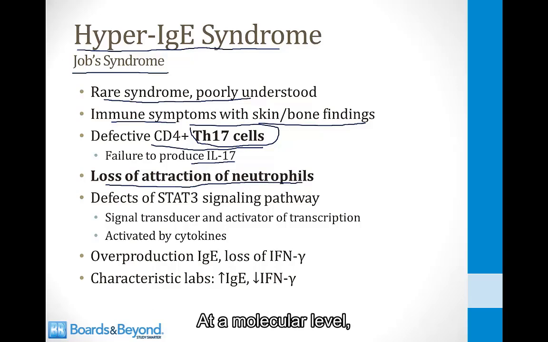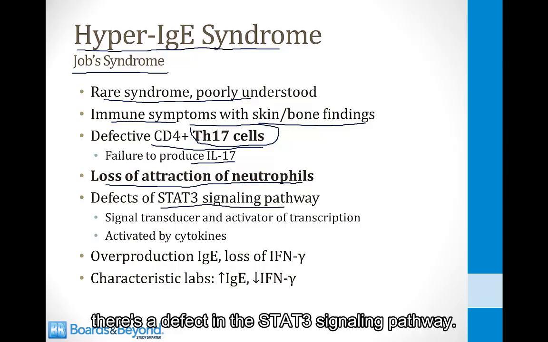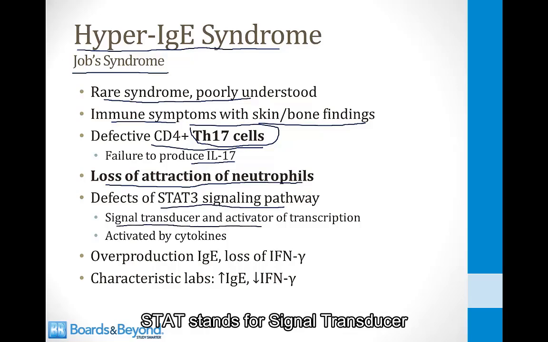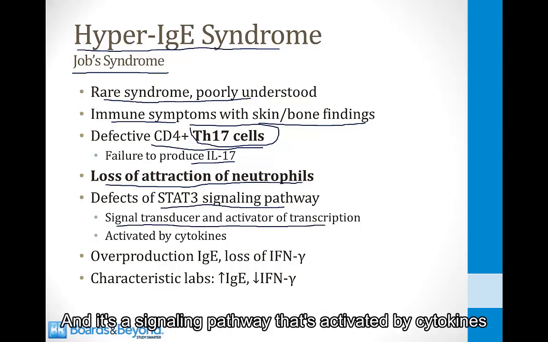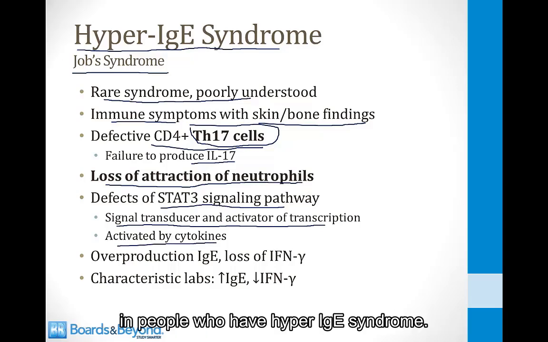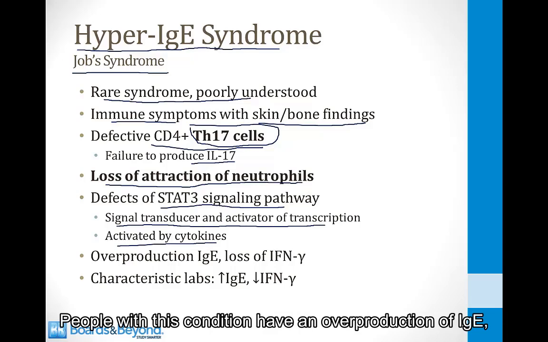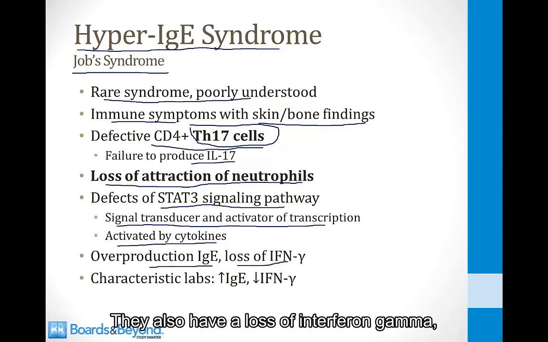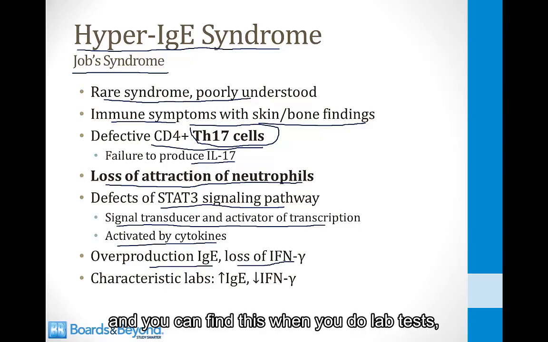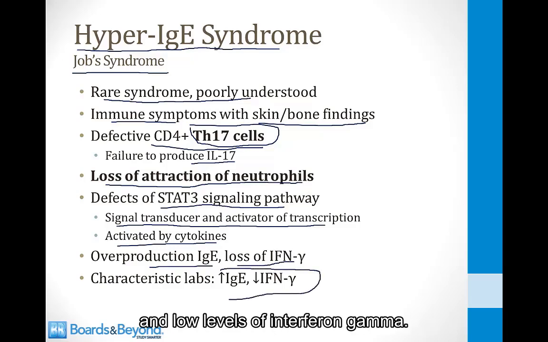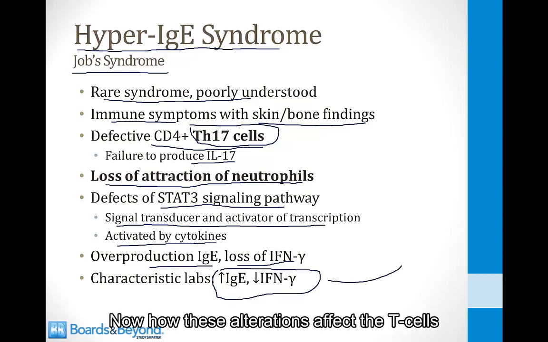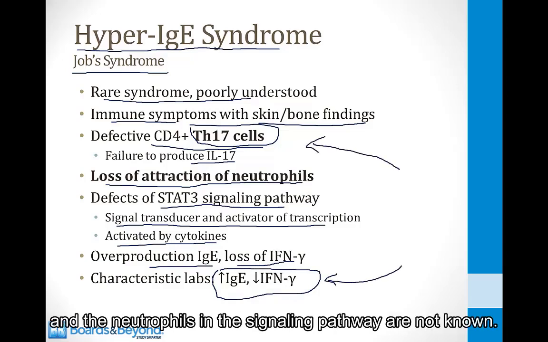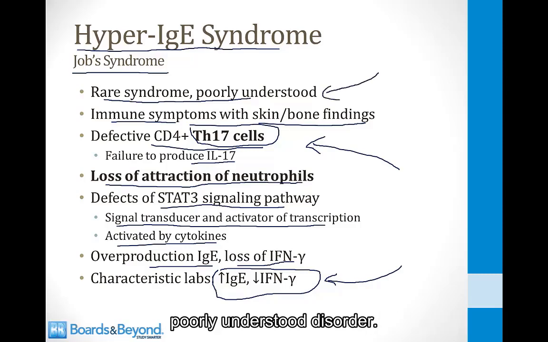At a molecular level, there's a defect in the STAT3 signaling pathway. STAT stands for signal transducer and activator of transcription, and it's a signaling pathway that's activated by cytokines, and it doesn't react appropriately in people who have hyper-IgE syndrome. People with this condition have an overproduction of IgE, obviously, that's why it gets its name. They also have a loss of interferon gamma, and you can find this when you do lab tests. You can find high levels of IgE and low levels of interferon gamma. Now, how these alterations affect the T cells and the neutrophils in the signaling pathway are not known. As I said before, this is a very complex, poorly understood disorder.